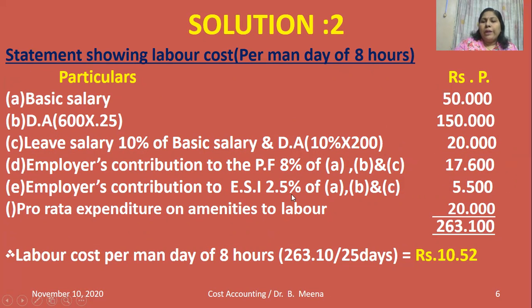Like that, 220 into 2.5% is the employer's contribution to ESI. So I'll get 5.5. Amenities, you know very well, that is 20 rupees for a month is given. So 20 rupees I'll get. So all the calculations I converted for a month. So totally the labor cost for a month is 263.1. So what is it for a day? So 263.1 divided by 25 days, I'll get the labor cost per man day of 8 hours.